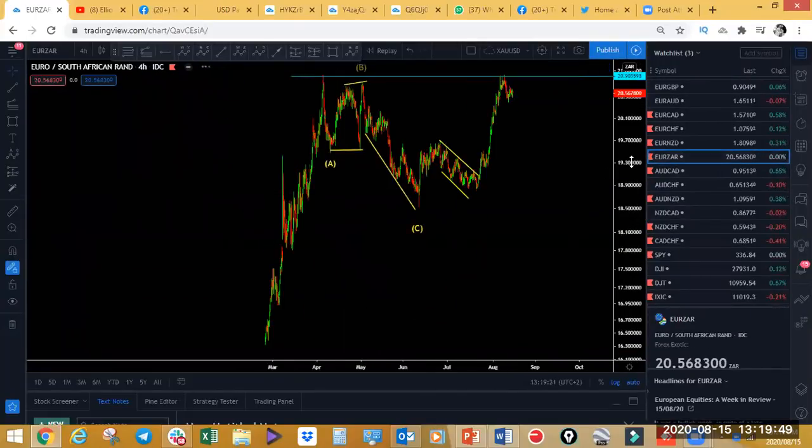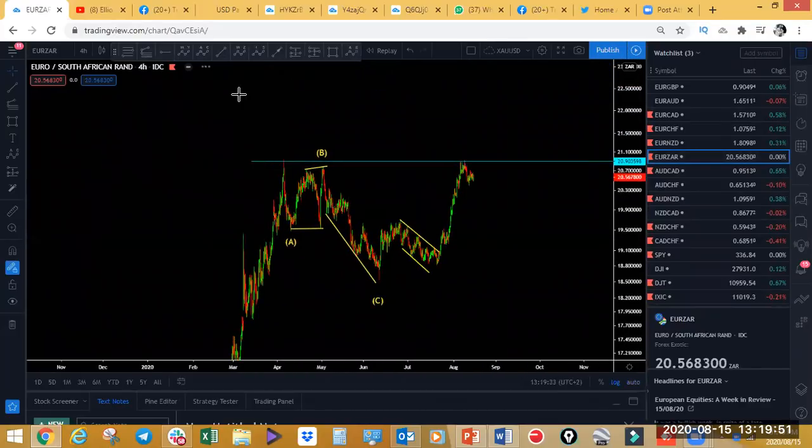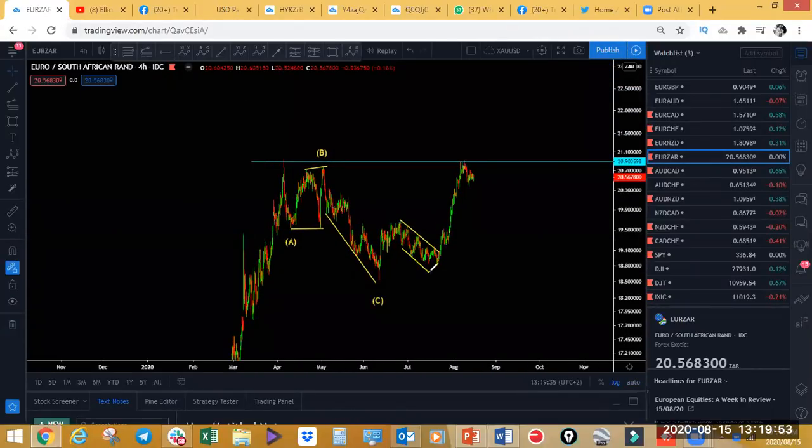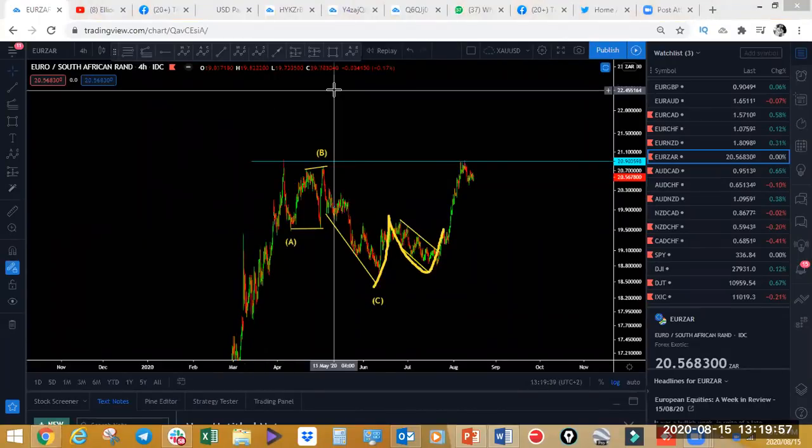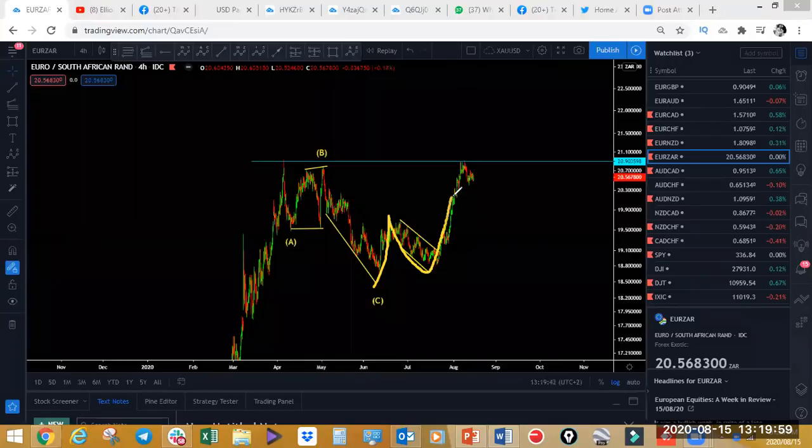If you look at EURZAR, EURZAR has invalidated the structure that we expected. We expected it to just make this flat as well, which did not happen. This one was supposed to make just a zigzag, but that did not happen, and instead it has gone to almost the all-time highs there on EURZAR. We are at all-time highs, so we expected that US dollar ZAR will also go to the all-time highs.